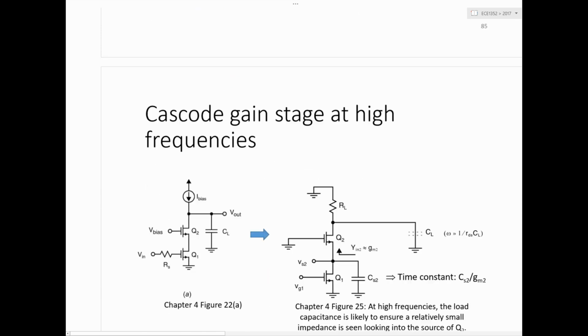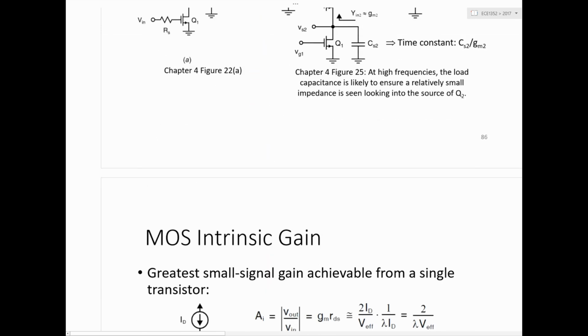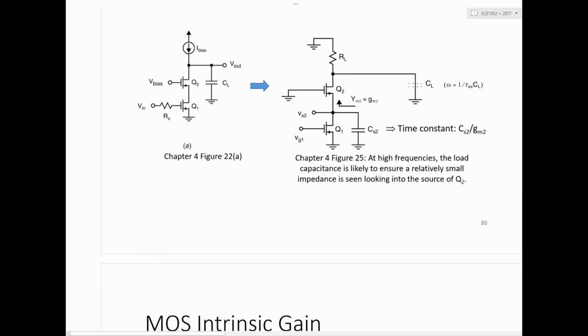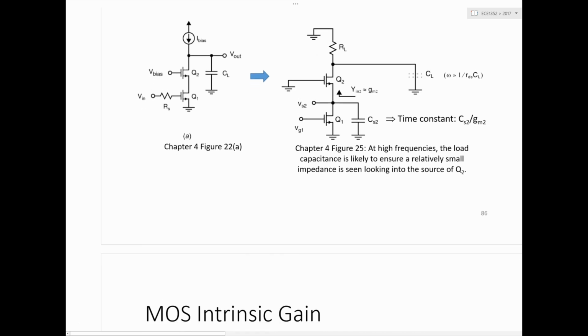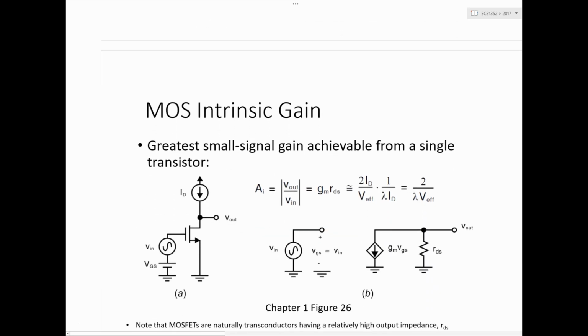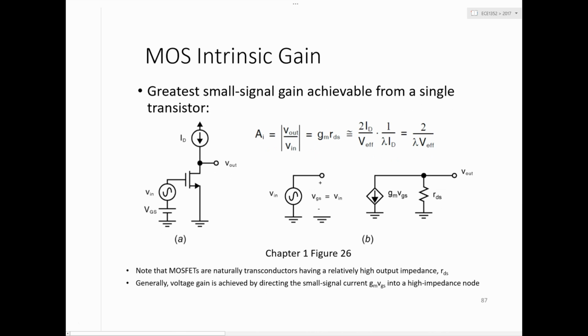So that's the main intuition I wanted to get out from the analysis of the cascode transistor.